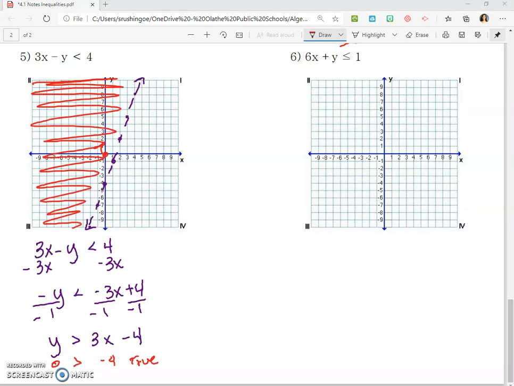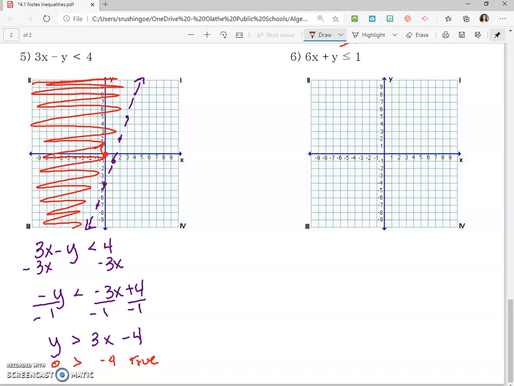All right, so I subtracted 3x, divided everything by negative 1, flipped my inequality symbol since I divided by a negative, and then I tested the point, so I graphed it, start at negative 4 on the y-axis, move up 3 over 1, dashed line since I have no line underneath my inequality symbol. I picked 0, 0 to plug in for x and y, and then I got 0 greater than negative 4, which is true. So since that point 0, 0 was a true, then I shade where 0, 0 that side is.